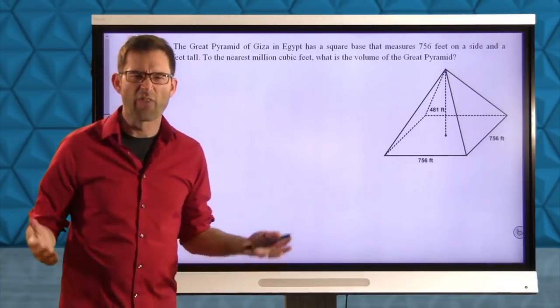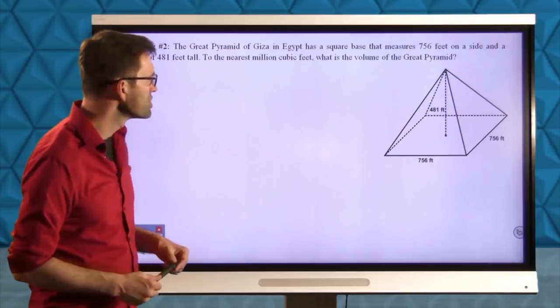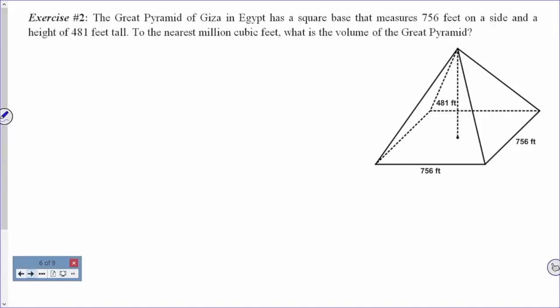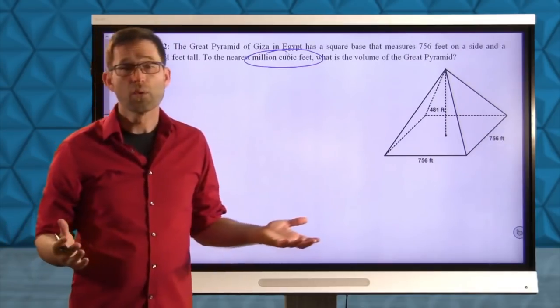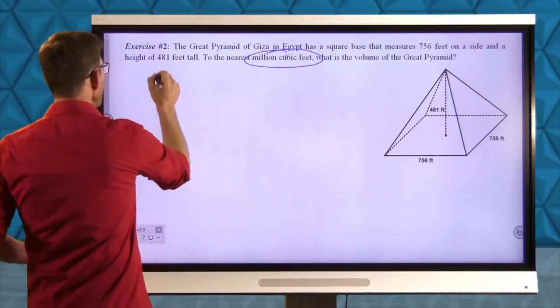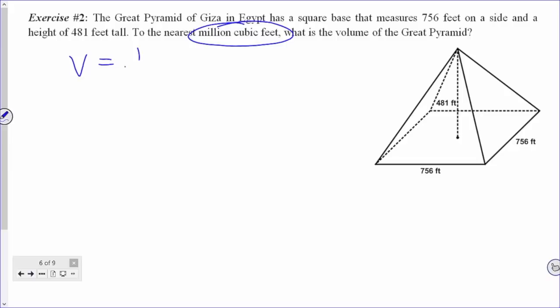Let's take a look at the Great Pyramid of Giza. This is one of the most famous pyramids in the world. The Great Pyramid of Giza in Egypt has a square base that measures 756 feet on a side and a height of 481 feet tall. To the nearest million cubic feet, what is the volume of the Great Pyramid? All right, so again, it's this simple. Whether we're talking about pyramids or cones, the volume formula is 1/3 of its base area times its height.